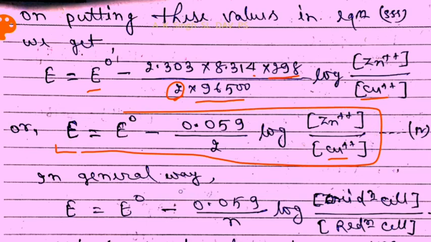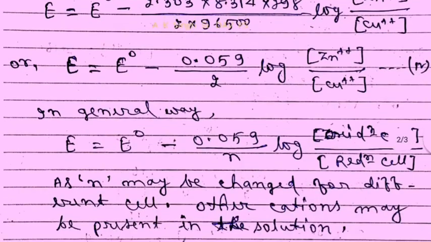In a general way, it is written as E is equal to E naught minus 0.059 by n. n is the number of electrons. In case of sodium, 1 electron will be lost. In case of aluminum, 3 electrons will be lost. So the value of n differs. Log concentration of the oxidation cell by concentration of the reduction cell. Perhaps no problem in it.